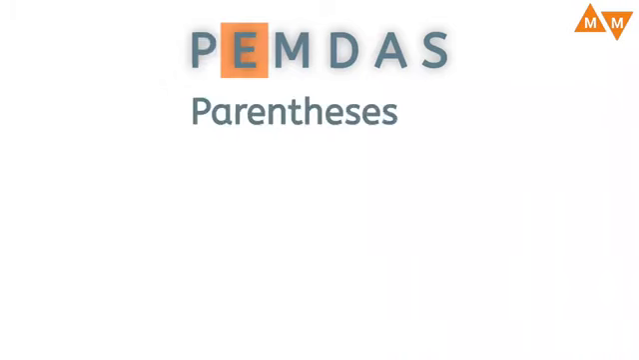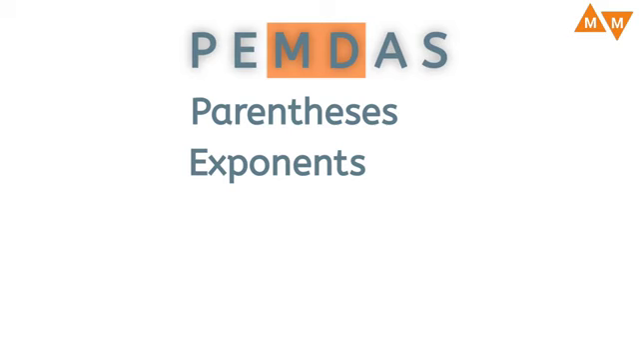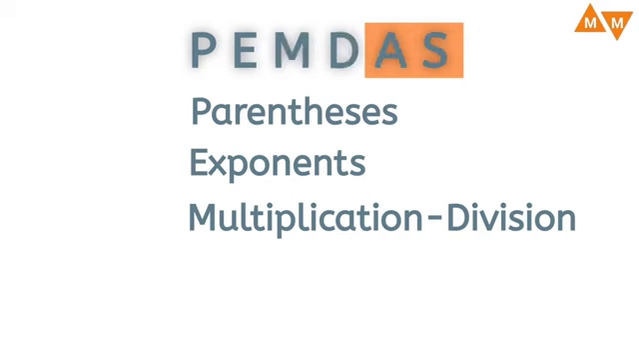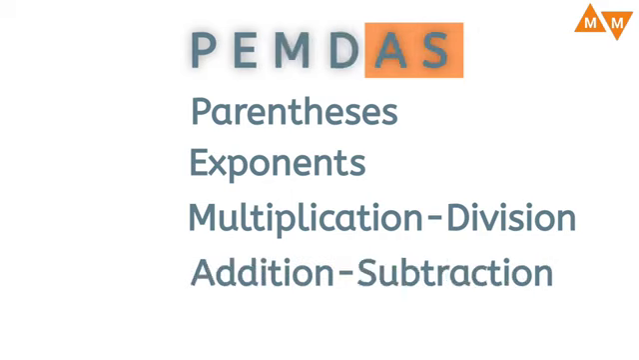Here P stands for parentheses, perform calculations inside parentheses first. E stands for exponents. This includes operations like squaring, cubing, or taking square roots. M and D are multiplication and division. These operations have the same priority and should be executed from left to right. SA are addition and subtraction. Finally, perform addition and subtraction from left to right. These operations also have the same priority and should be executed in the order they appear in the expression.